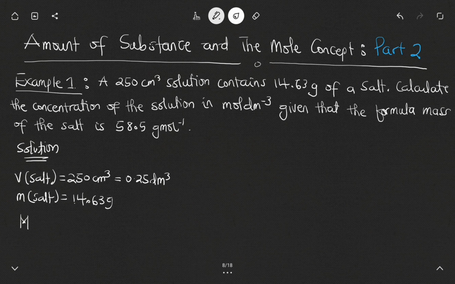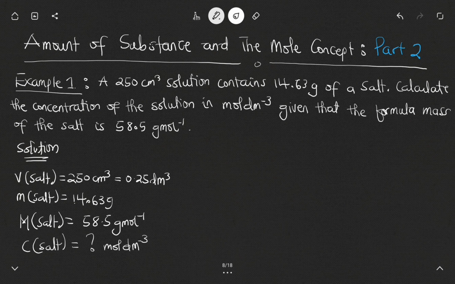It means capital M, which is the molar mass or the formula mass of the salt, is 58.5 gram per mole. And we're asked to find the concentration of the salt, which we don't know, in mole per dm³. Alright, so let's go ahead and look at how we solve this problem.